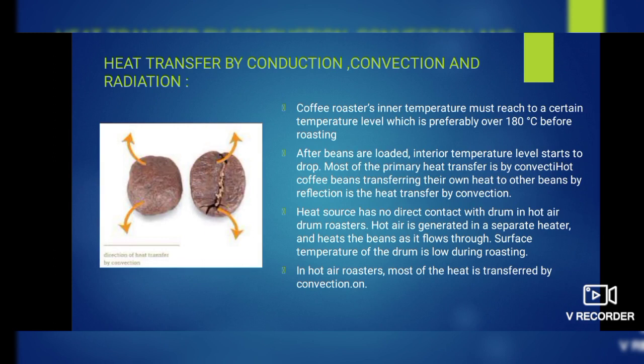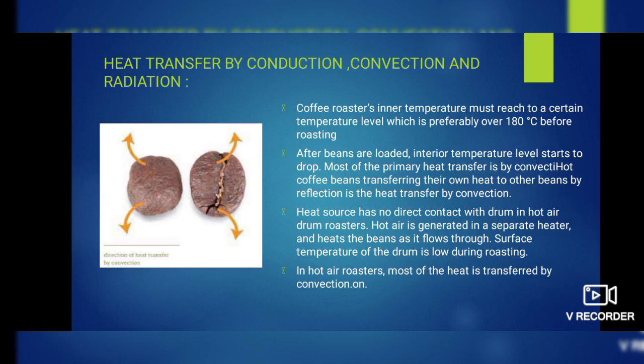The coffee roaster's inner temperature must reach a certain level, which is preferably over 180 degrees Celsius, before roasting. After beans are loaded, the interior temperature starts to drop. Most of the primary heat transfer is by convection. Hot coffee beans transferring their own heat to other beans by conduction is the heat transfer by conduction.